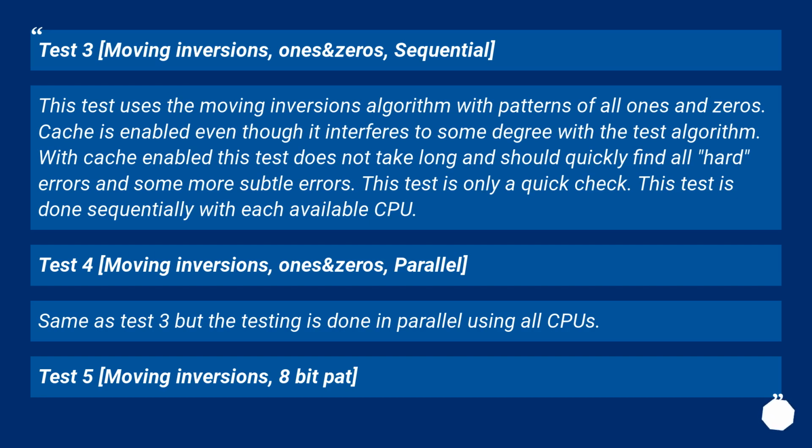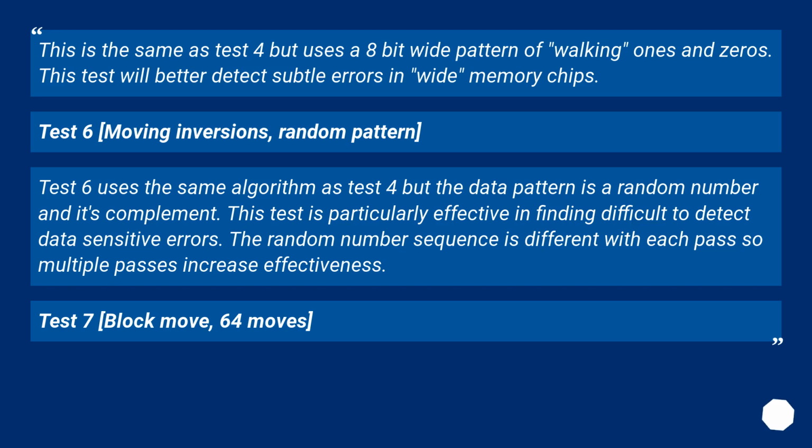Test 4, moving inversions, ones and zeros, parallel. Same as test 3, but the testing is done in parallel using all CPUs. Test 5, moving inversions, 8-bit pattern. This is the same as test 4 but uses an 8-bit wide pattern of walking ones and zeros. This test will better detect subtle errors in wide memory chips.